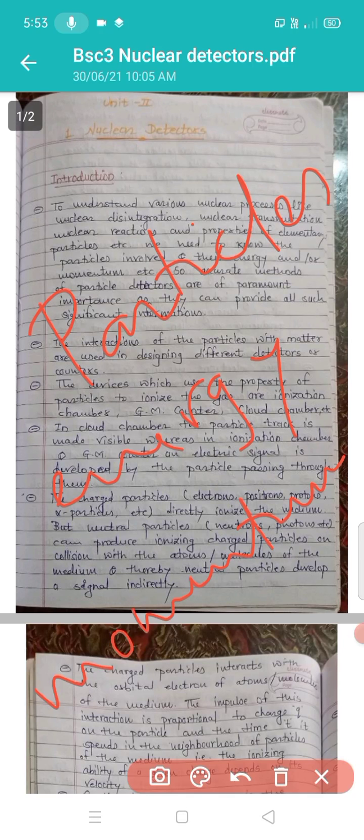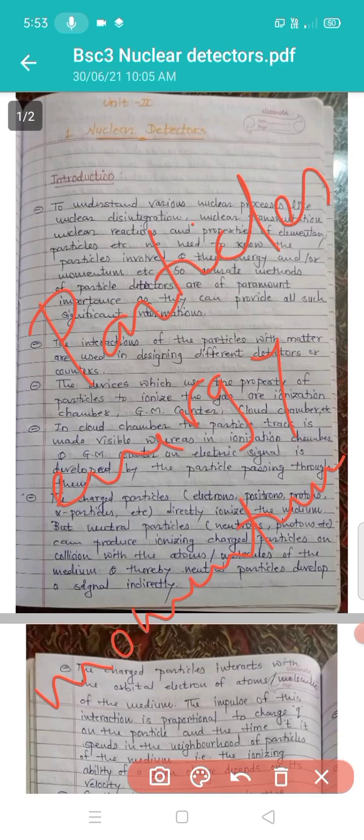What are the charged particles? The electrons, positrons, protons, alpha particles are charged particles because they have some charge. Electrons have negative charge, positrons have positive charge, protons have positive charge. Hence, these are called charged particles. They can directly ionize the medium.